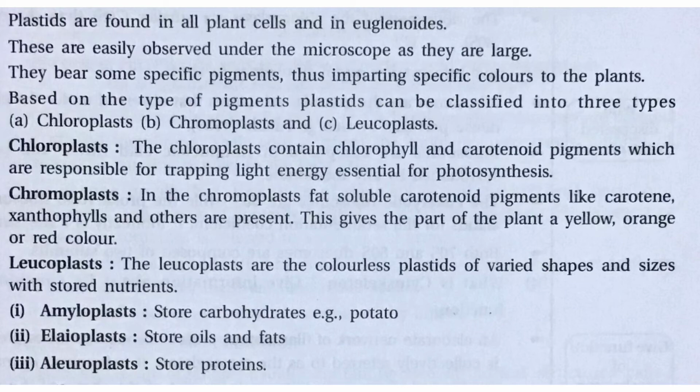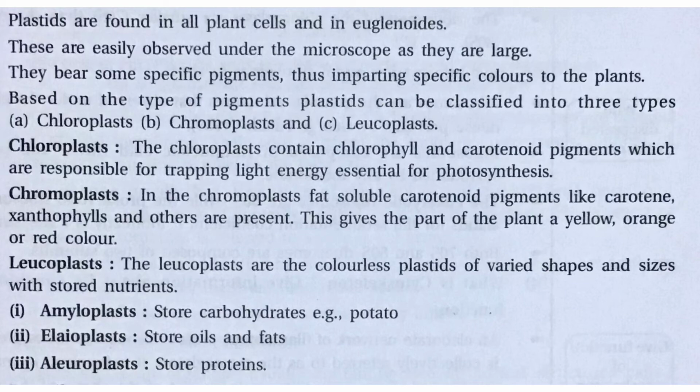Chloro here is related to the chlorophyll pigment. Chromo refers to various colors, and leucoplasts are actually colorless plastids. So let us see the detail. Chloroplasts contain chlorophyll pigment, and we all know chlorophyll pigment is present in leaves. The chlorophyll pigment is responsible for trapping light energy, and it is essential for photosynthesis.